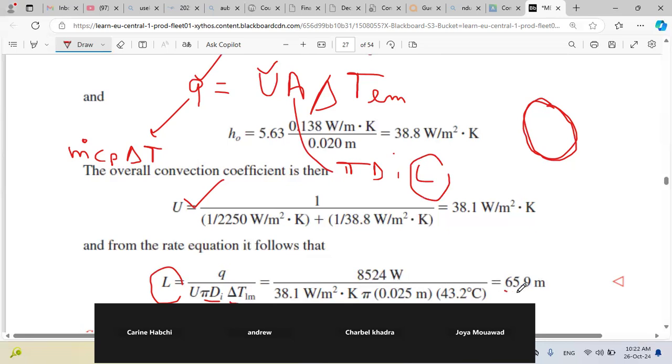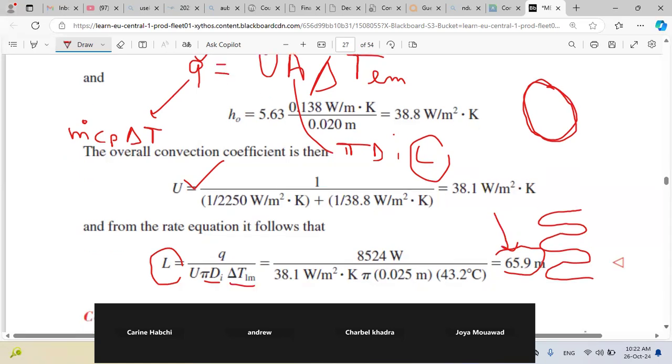And then you can find out what should be the length of your heat exchanger to ensure this. Here, there's a total length of the duct, of the pipe. And of course, 60 meters is high. So you can turn it in this way, and you can have your pipe not straight. You can put it in this way to ensure a total length of 65.9 meters.